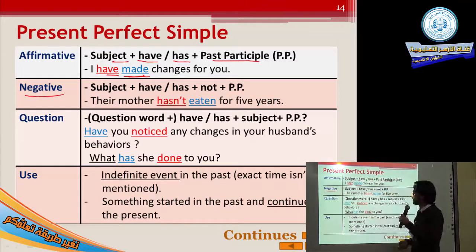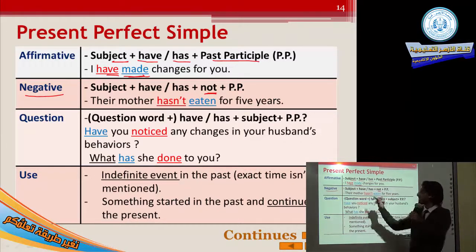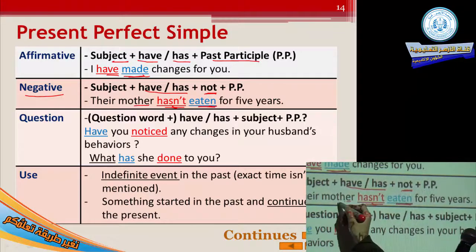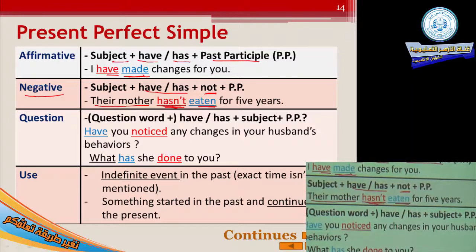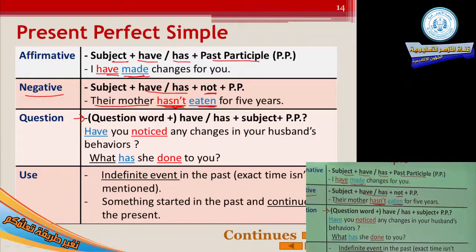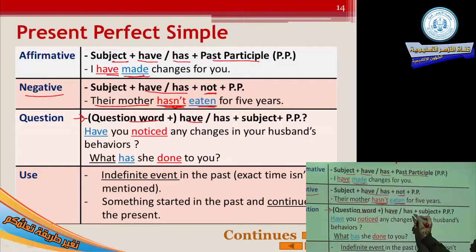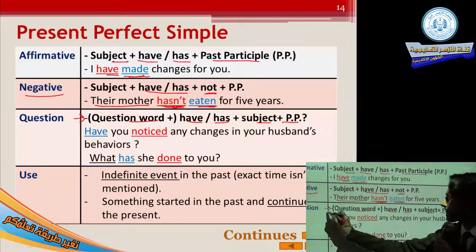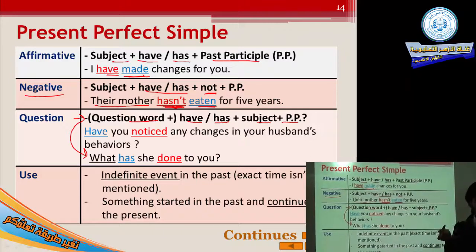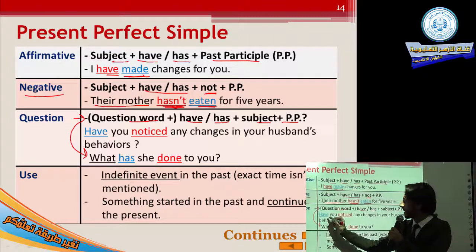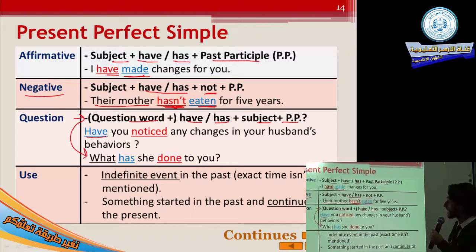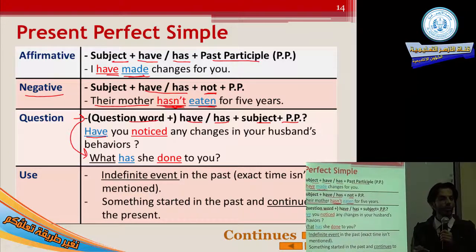Excellent. Negatives. In negative, just add not to the helping verb have or has. For example, their mother hasn't eaten for 5 years. Their mother is a singular subject, so we use has. And because it is negative, we added not to the has, so hasn't. Any questions? If it is a WH question, you use a question word plus have or has plus subject plus past participle. For example, what has she done to you? If it is a yes/no question, just ignore the question word and start with have or has. For example, have you noticed any changes in your husband's behaviors? Clear. Yes, I have. No, I haven't.